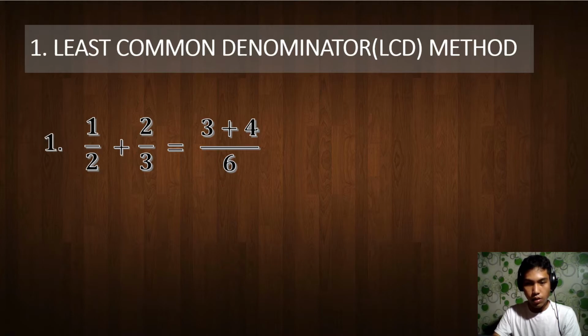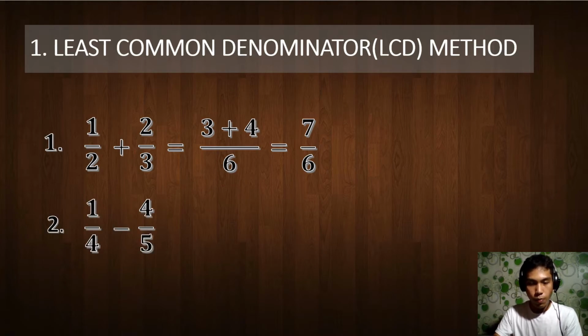The usual process is you take the LCD and divide it by the denominator of the first term, then multiply it by the numerator of that term. In this case, 6 divided by 2 times 1, so that is 3. The same process will be done to the next term. We have 6 divided by 3, 2 times 2 equals 4. So the answer here is 3 plus 4, that is 7 over 6.